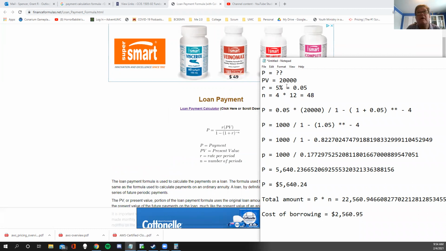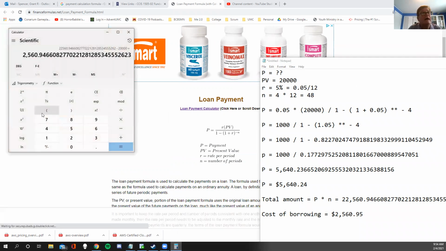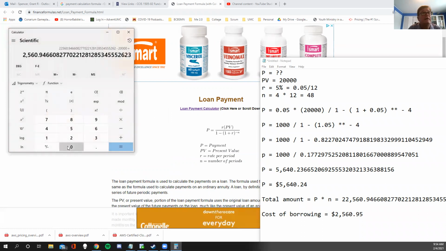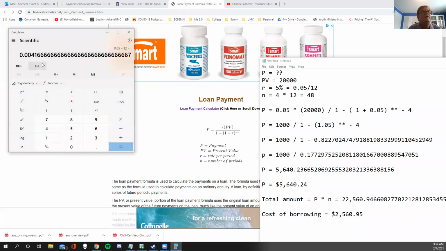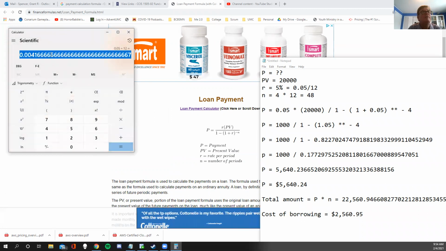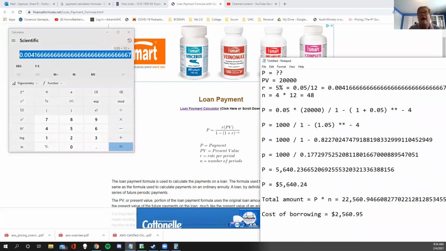The rate per period would basically be 5% divided by how many payments in a period. And in that case, that's going to be 0.05 divided by 12. All right, and so that gets this really gross number. And so that ends up becoming that value.